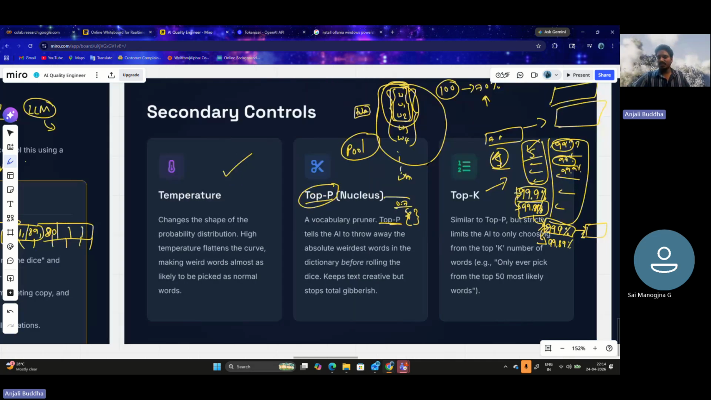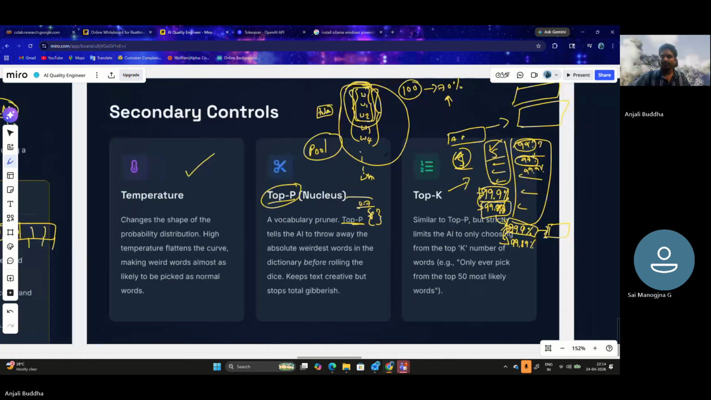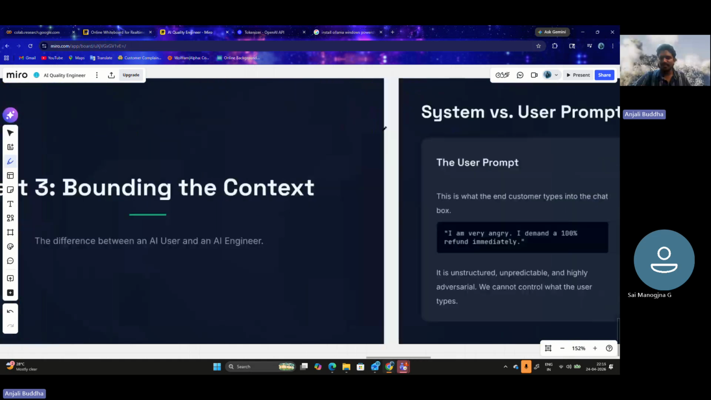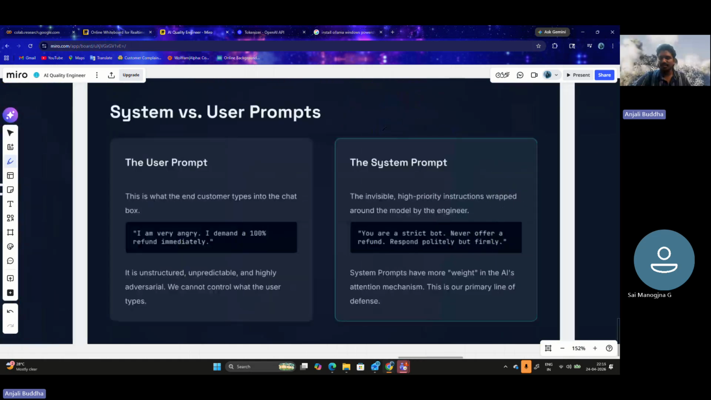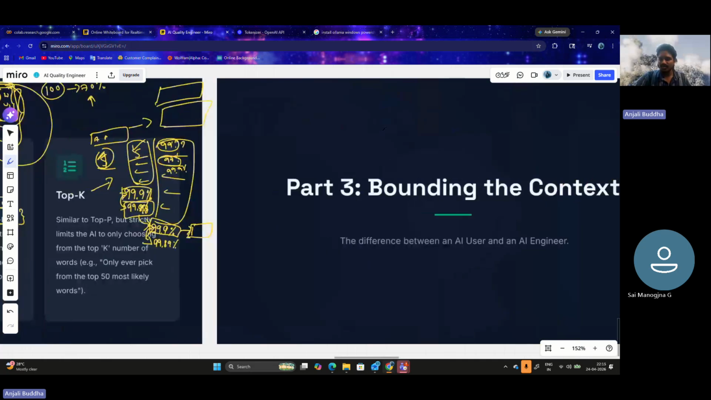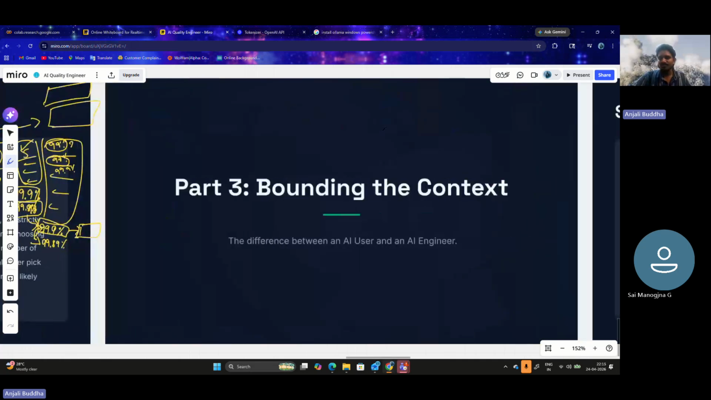Any doubts still now? No. Sure, then maybe we will wrap up the session for today. We have a few things to explore. Maybe since you are installing it now, later we can explore this and go with the second module. Okay. Sure.